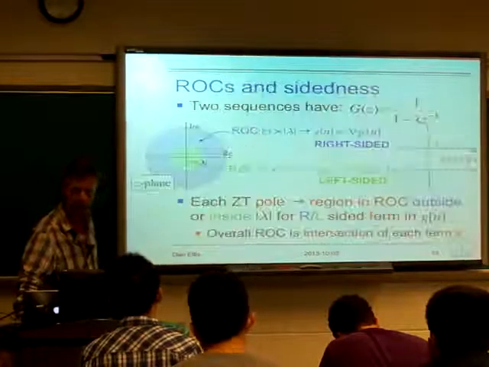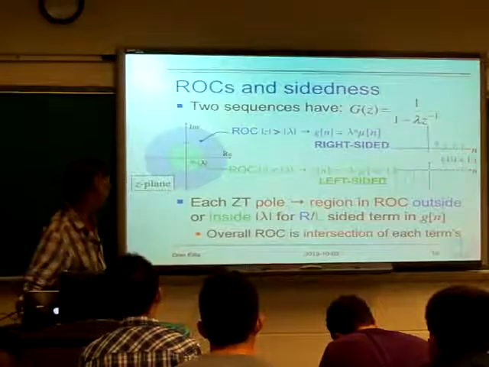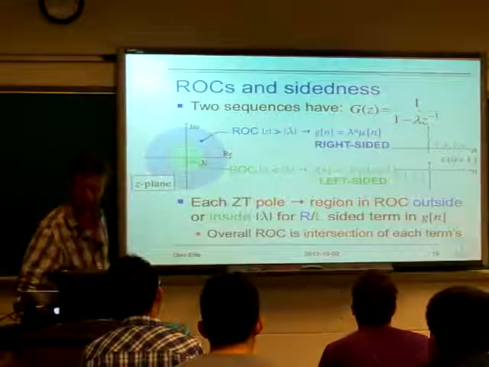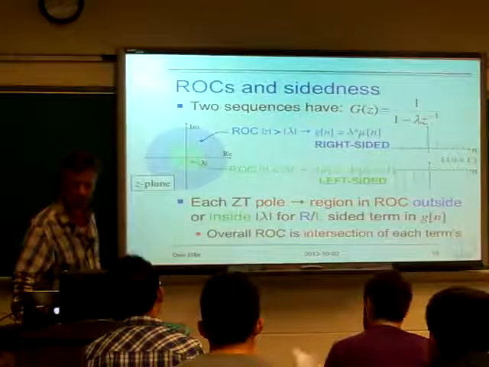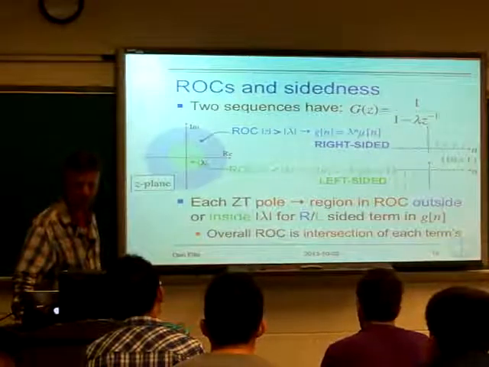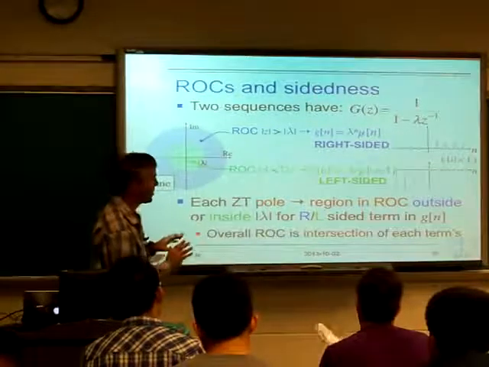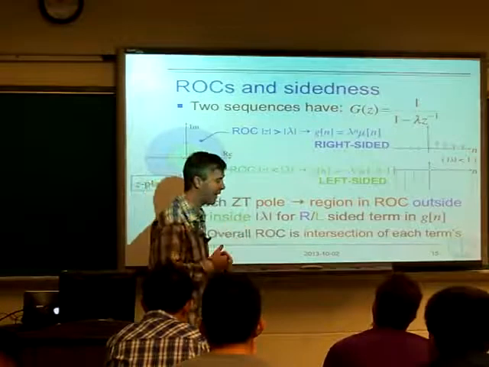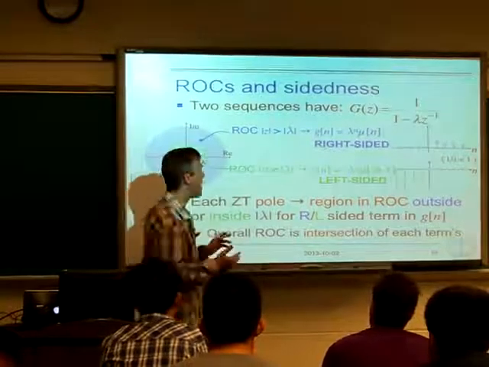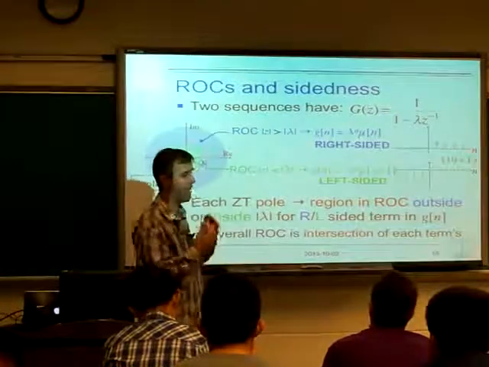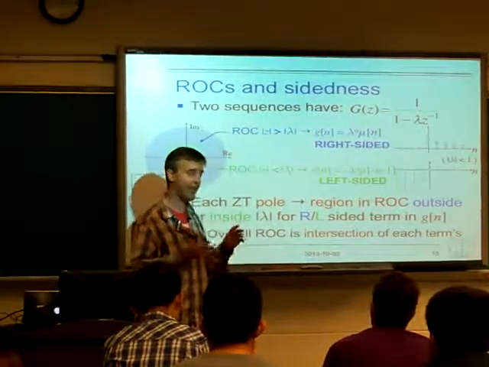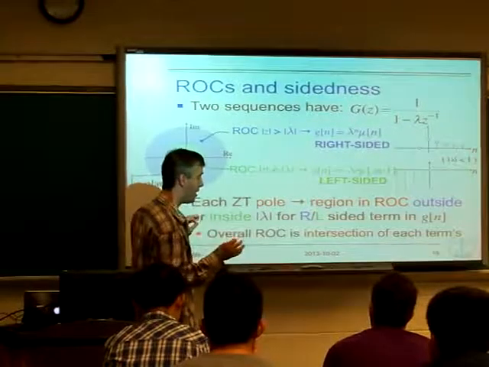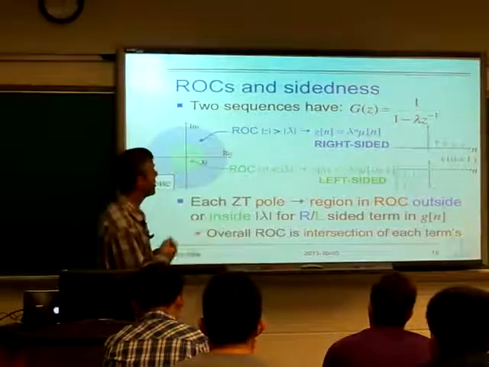Okay, let's just look at this. Now I'm thinking that the sequencing of these slides isn't as good as it could be. But let's look at this again to cement this idea of sidedness and regions of convergence, and different sequences having possibly the same closed form expression that applies over different regions.